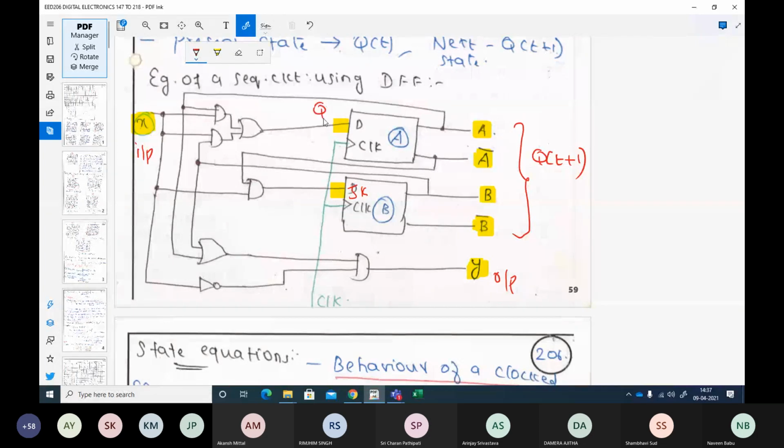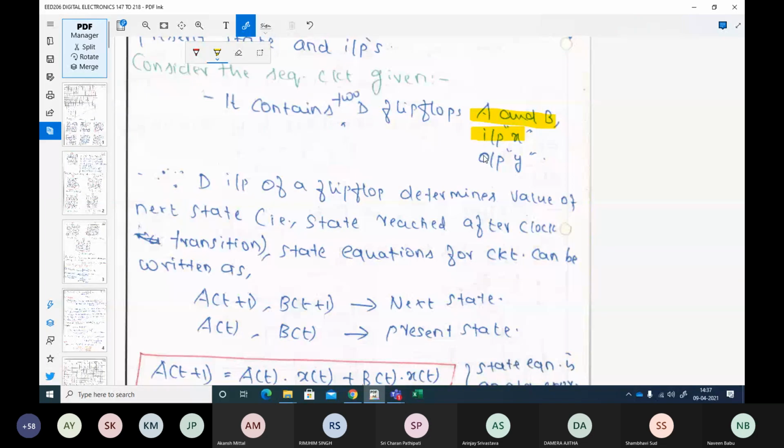Okay. So the sequential circuit that is given has two flip-flops, A and B. It has an input and an output. The D flip-flop inputs are determined by the next state, which is further governed by the state equations. Now, what is the next state of the two flip-flops? Remember, A and B are the two D flip-flops we have. So the next states are A of t plus 1 and B of t plus 1, and your present state is A of t and B of t.